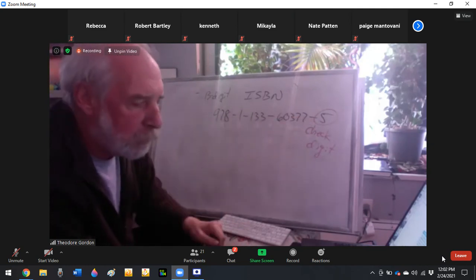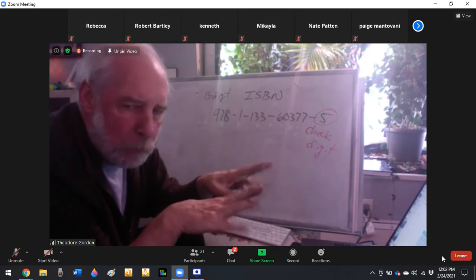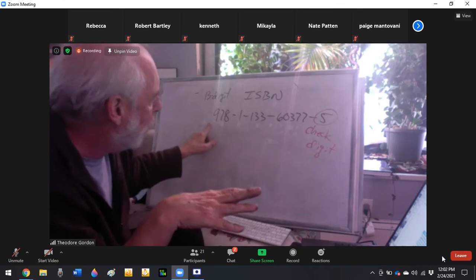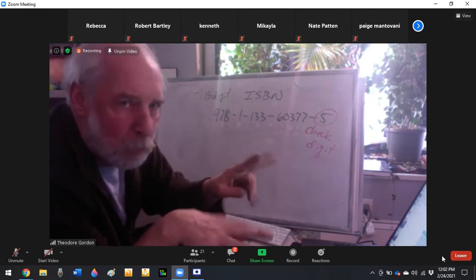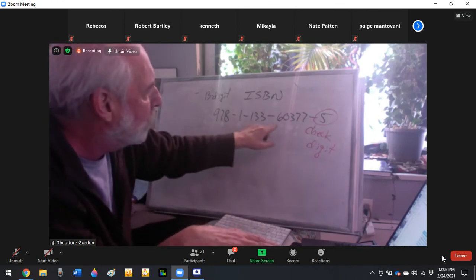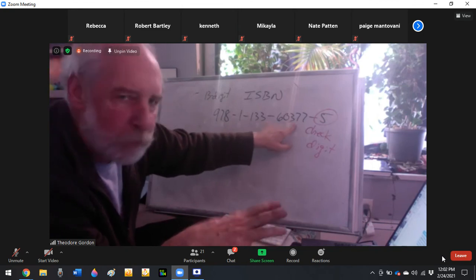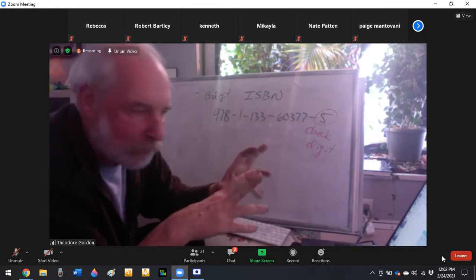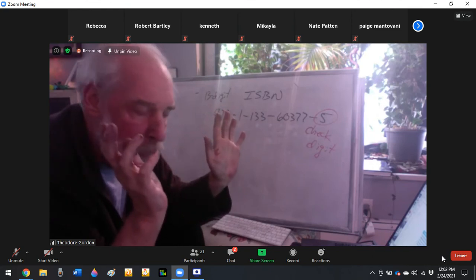And this check digit applies so that when you're typing in a book order, it's very common for people when they're typing in a long string of numbers to get one number wrong. They'll type, instead of 37, they'll type 73 or something like that. The check digit will catch that mistake and say, no, the number you entered is wrong.